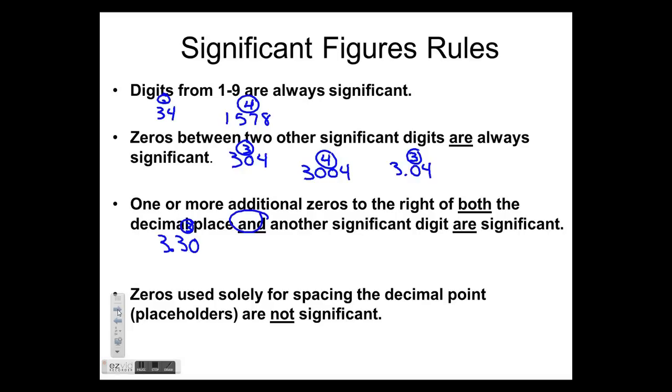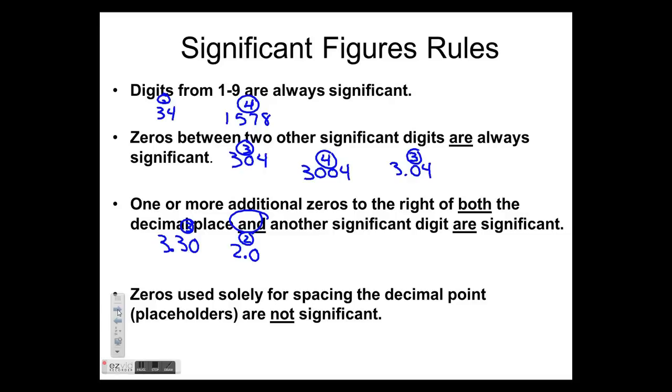Okay. How about, let's say, 2.0? Is the 0 to the right of the decimal place? Yes. Is it to the right of a significant digit? Yes, the 2. So it counts. So this would have 2 significant digits. Okay. So that's kind of how that one works. The last rule is the hard one. Zeros used solely for spacing the decimal point, placeholders, are not significant. Okay, so if the only reason that the 0 is there is to show you where the decimal point is, then you can't count it. Now, like I said, that one can get kind of tricky.